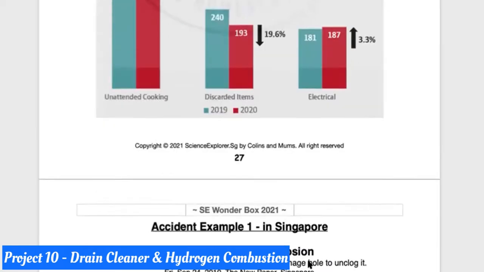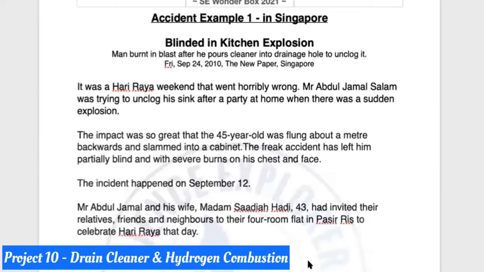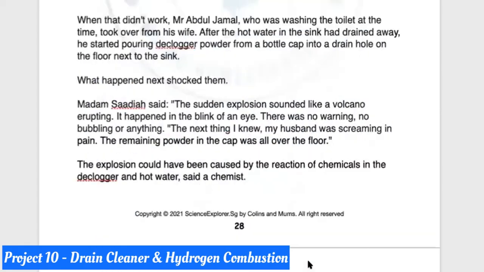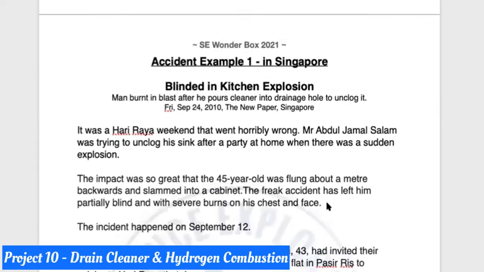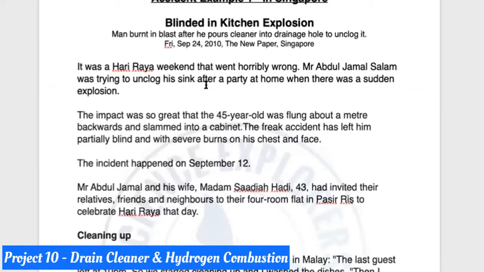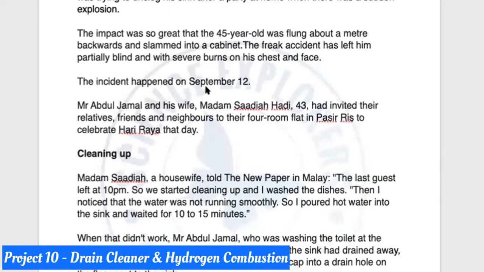If you really want to, yeah, because I know it's a bit difficult to throw it around Singapore. Okay, so you can see that this is a Singapore incident during Hari Raya one weekend. So what happened over here, you can go and take a look at this. They were cleaning up the house because they were having a big party, right? So after cleaning everything and washing, then they had this clog in the house.